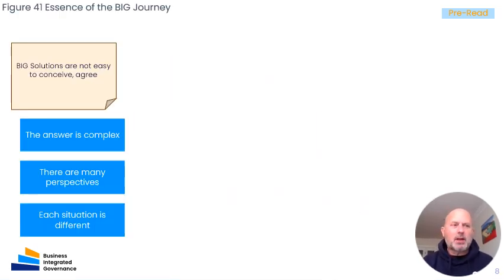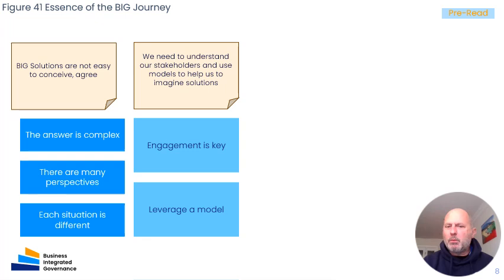To hammer it home, we won't cover this within the session itself, but the essence of the big journey, again, just to reiterate, the solutions are potentially complex and not easy to conceive or agree. There are many perspectives we need to cope with, and each situation an organisation finds itself in is different. We need to understand our stakeholders and use models to help them imagine what the solution and what the future looks like. We need to speak to people, we need to engage them, and we need to use pictures and diagrams to help them envision what perhaps doesn't exist at the moment.